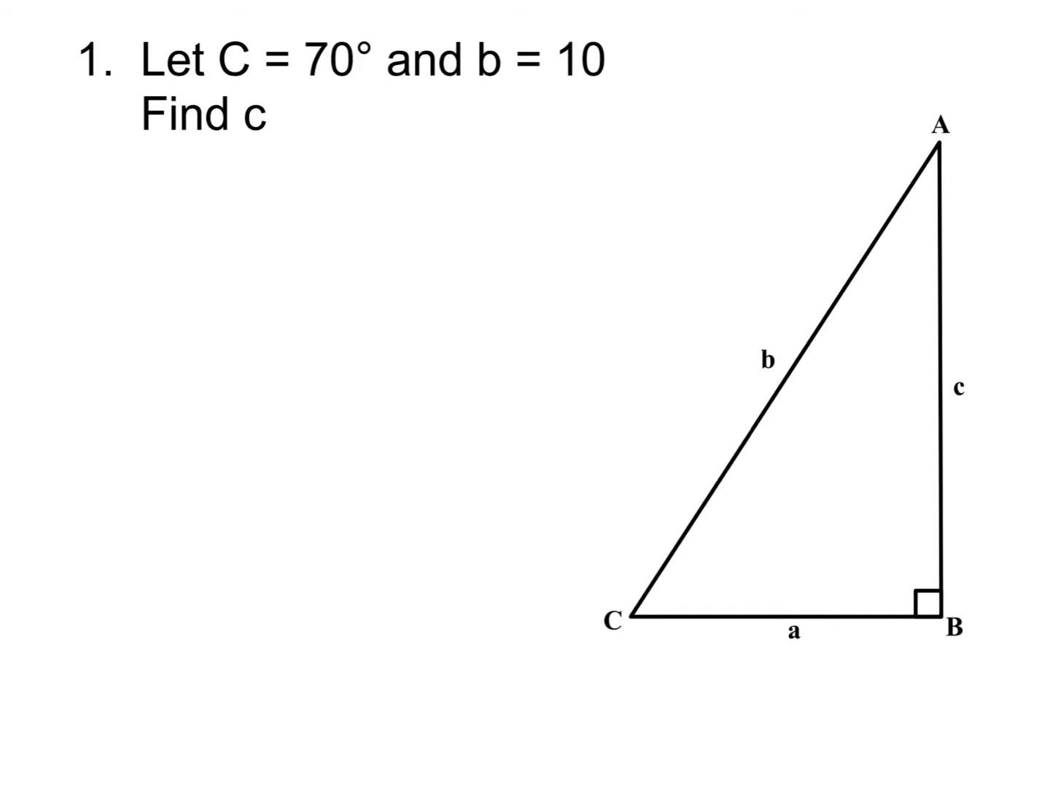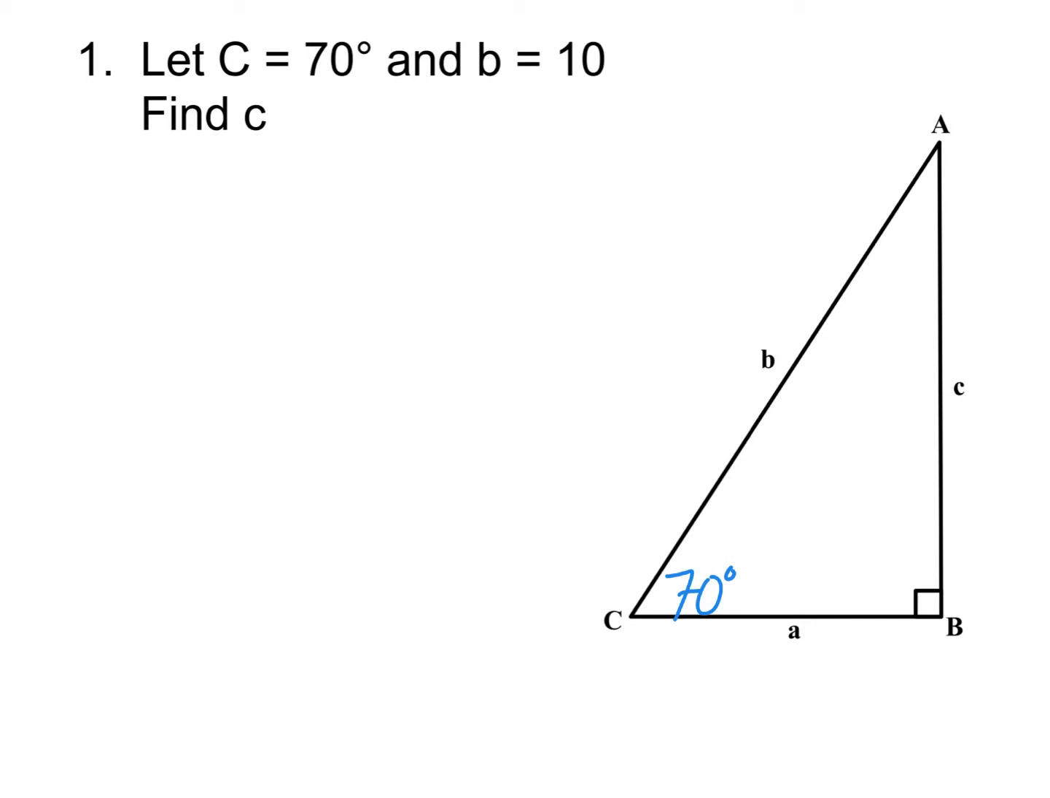All right, so let's do number 1 here. So the first thing I always want to do when doing one of these problems is to label a picture. So let's do that. First up, I'm told that C equals 70 degrees. Now notice it's a capital C. In geometry, you learn that capital letters always represent angles or vertices. So then the 70 degrees is angle C.